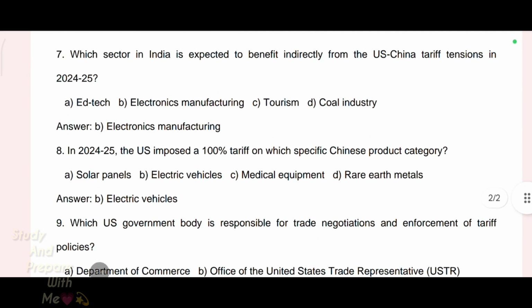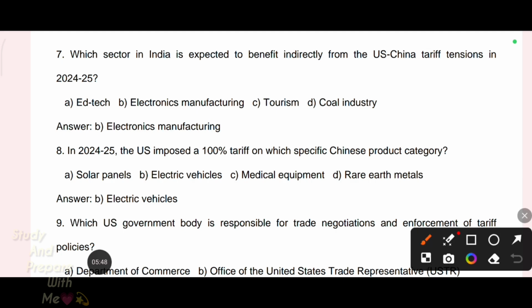Which sectors in India is expected to benefit indirectly from the US tariff tensions in 2024 to 25? Electronic manufacturing. In 2024, the US imposed a 100% tariff on which specific Chinese product category? Solar panel, electric vehicles, medical equipment, rare earth metals. Electric vehicles.